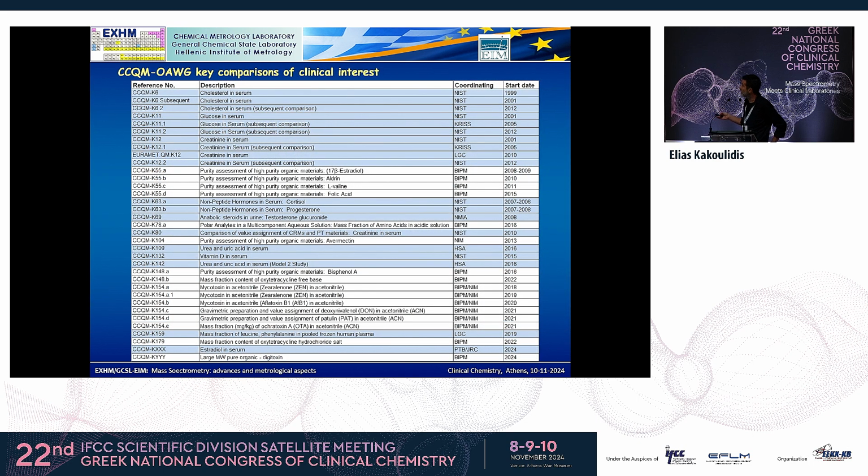We saw again the same table regarding the comparisons of clinical instruments, and here in blue, you will see all the comparisons that have been performed till today, till this year, and concern the measurement of analytes in biological samples. The rest in white are measurements in solution calibrators or neat calibrants.